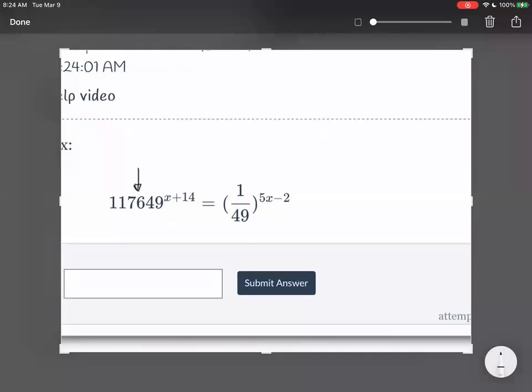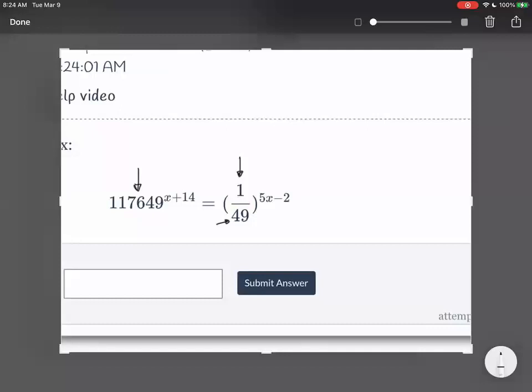We're going to have to figure out what base we want to write it as. And so to figure that out, we can look at the other side. We have this fraction, which I know scares a lot of people, but don't worry so much about the fraction. Take a look at the 49. I think you guys will know that 49 is 7 squared, right? And so that should be our clue that we want to write this with a common base of 7.